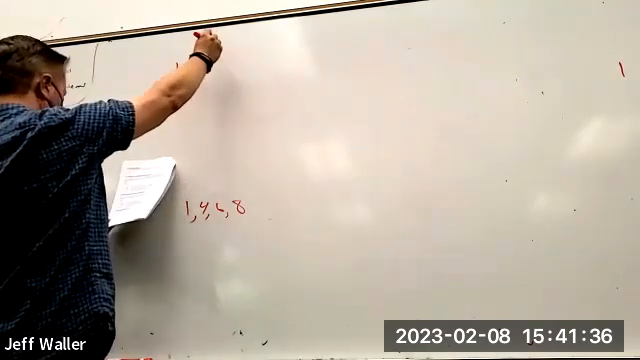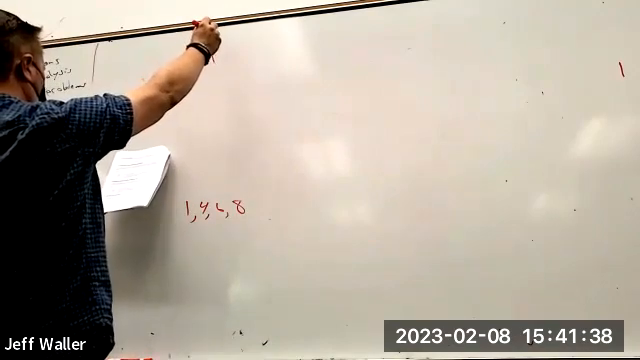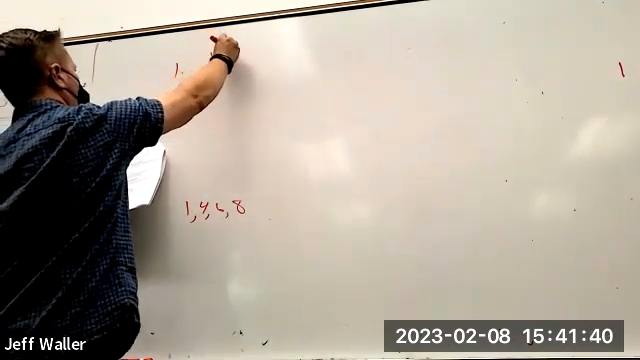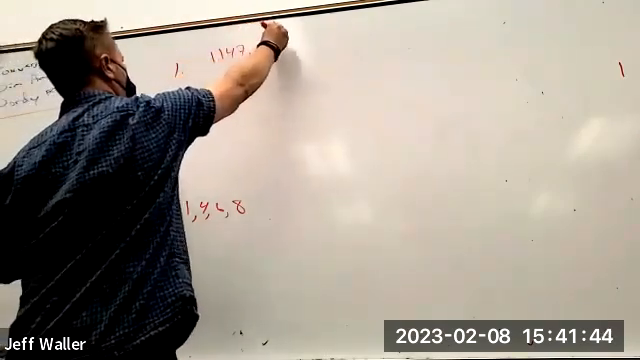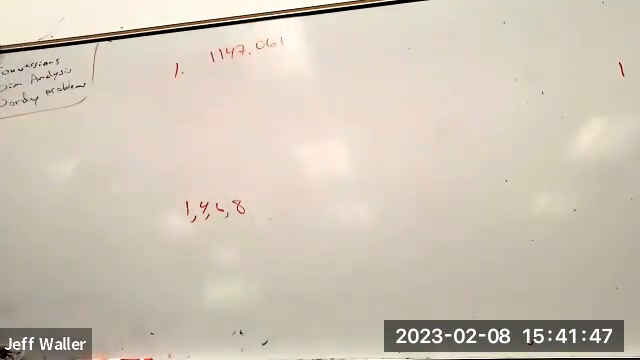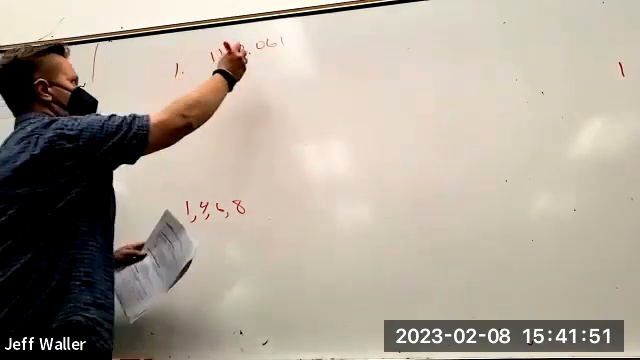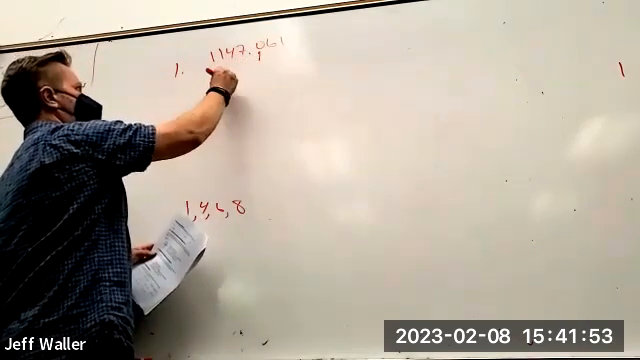Wait, 11,000? Wait, what? Oh, 1147. I'm sorry. I thought you said 11 point something. Okay. 061. Okay. Is that what you guys got? Yes. Okay. Now you round it to one decimal place. So 1147.1.